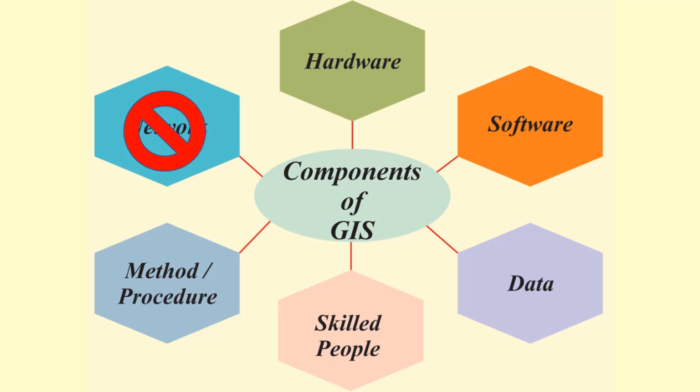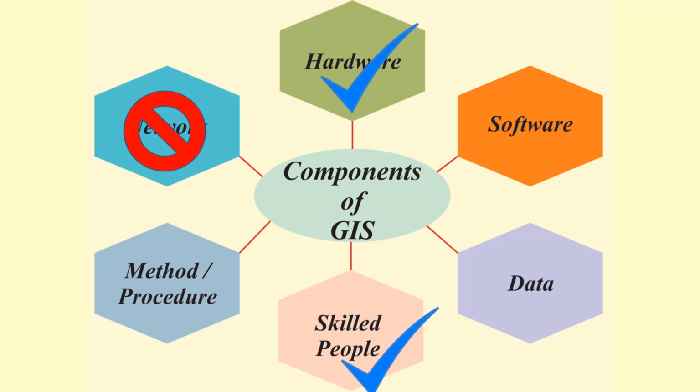I hope that you have a laptop or a desktop to perform the tasks in this training program. So we consider we already have the hardware component with us. For the time being, we will consider I am the skilled person of GIS. At the end of this program, you will be skilled people. As I am already here in this training program, we will consider the skilled people component also we have. The remaining are software, data, and method or procedure.